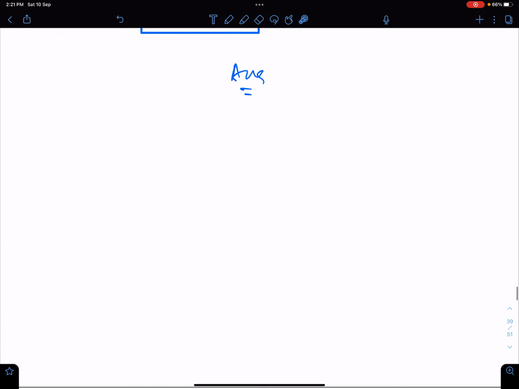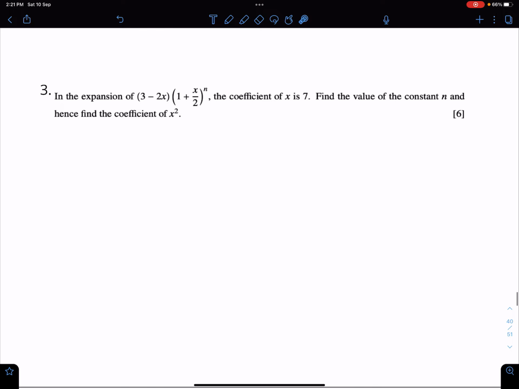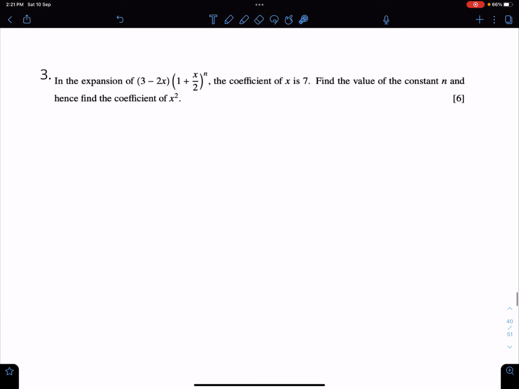Another example of this type of question. This question is from my worksheet. It's question number 3. And the question is, in the expansion, the coefficient of x is 7. Find the value of the constant n and hence find the coefficient of x square. Since we need the coefficient of x square as well, we need to expand this expansion till x square. So 1 plus x upon 2. First expand this expansion up to and including the term in x square.